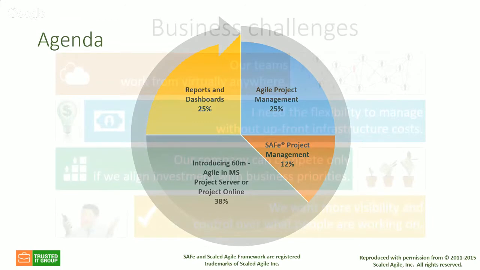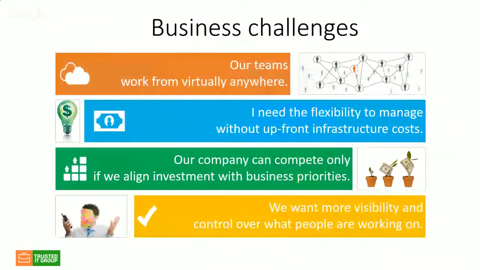Some of the business challenges. Many of you have seen this slide already, but it basically outlines the key challenges. Number one, teams are everywhere. People are working from home, people are working from different offices. We need to be able to collaborate with them efficiently. That's the number one challenge that is addressed in the solution, and not just the Agile framework, but overall in Project Server and Project Online, where we know there are enhanced capabilities for collaborating within the team.